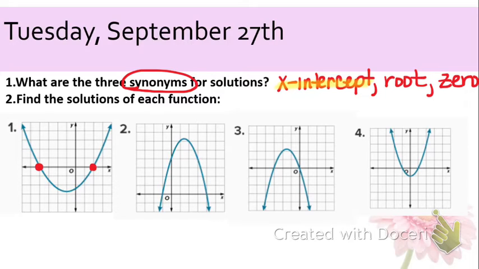So Kevin, what are my 2 solutions? Positive 2. And where's the other one at? Negative 4. It is that simple. That is all you have to do. Go ahead and do number 2. Look at number 2. I'll call on somebody else to give me the solution for question number 2.